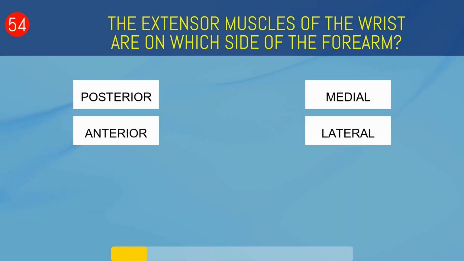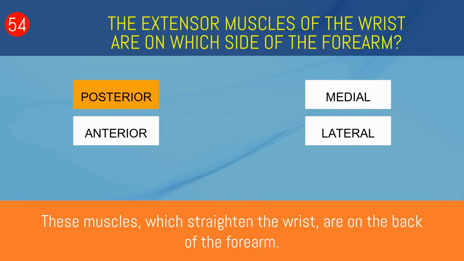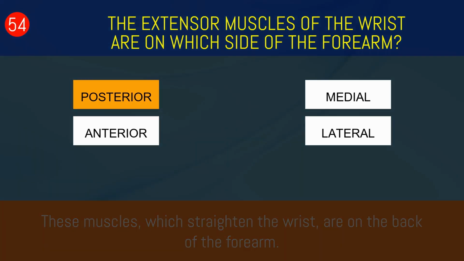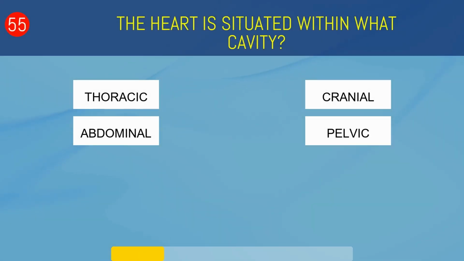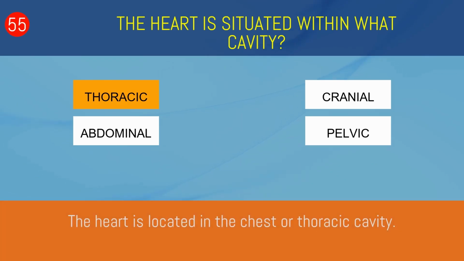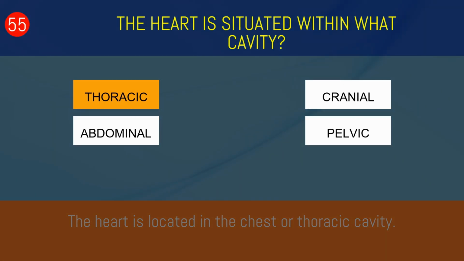The extensor muscles of the wrist are on which side of the forearm? Posterior, anterior, medial, or lateral? Posterior. These muscles, which straighten the wrist, are on the back of the forearm. The heart is situated within what cavity? Thoracic, abdominal, cranial, or pelvic? Thoracic. The heart is located in the chest or thoracic cavity.